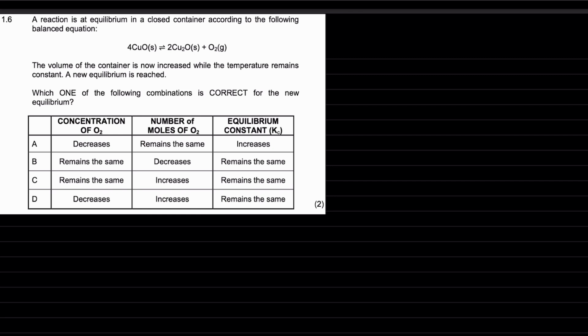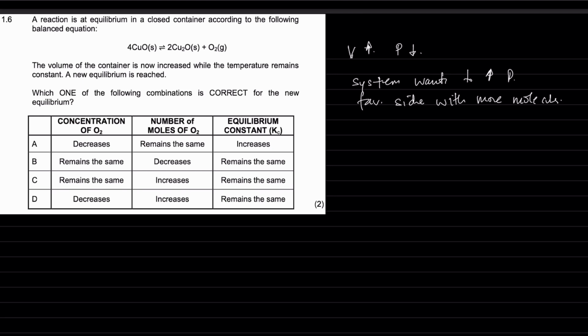Okay, so if the volume increases, that means the pressure will decrease. Now, according to Le Chatelier's principle, if pressure decreases, the system wants to increase the pressure. Now, when we are speaking about increasing pressure, how does the system do that? So the system will favor the side with more molecules.